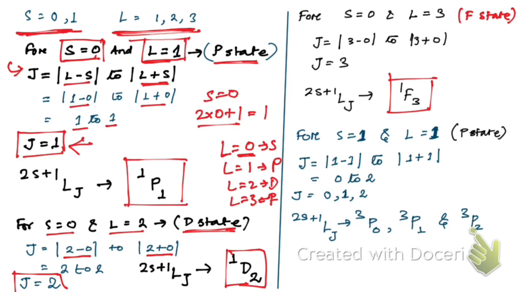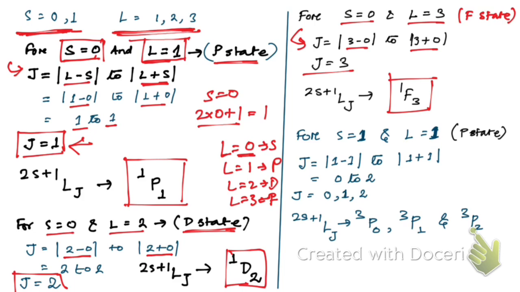Now let's go to S is equal to 0 and L is equal to 3. In that case J is equal to 3 minus 0 to 3 plus 0. In that case J is equal to 3, because we are getting 3 to 3. 3 to 3 means simply 3. So J is equal to 3, and L is equal to 3 means F state. For S is equal to 0, as I have already told you, multiplicity is 1, so here 1F3. This is the spectral term we have got.